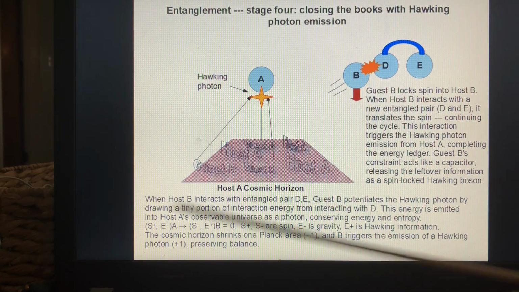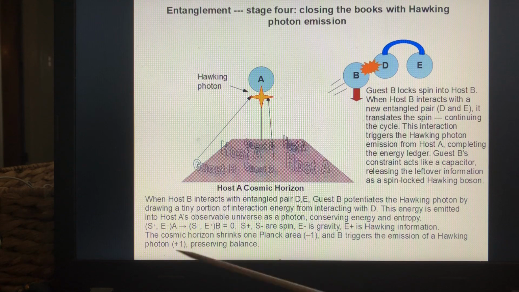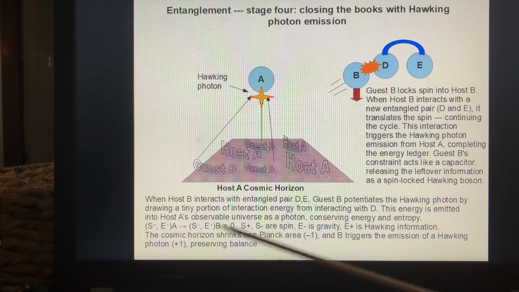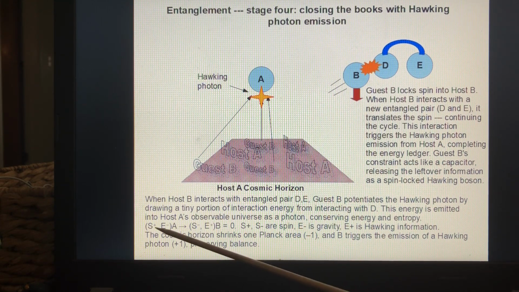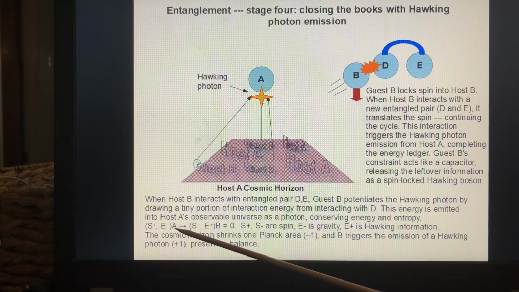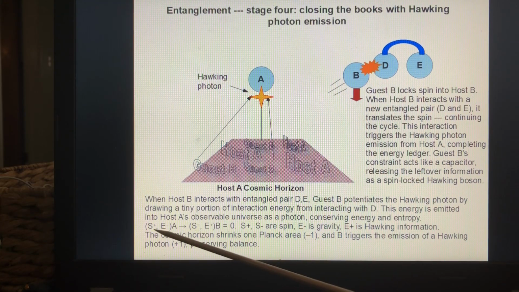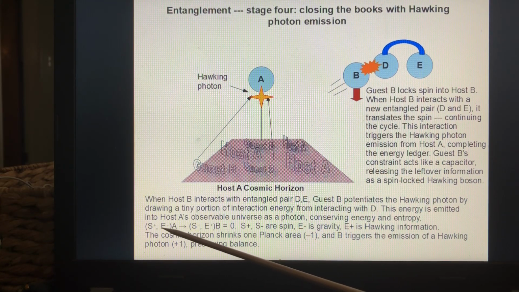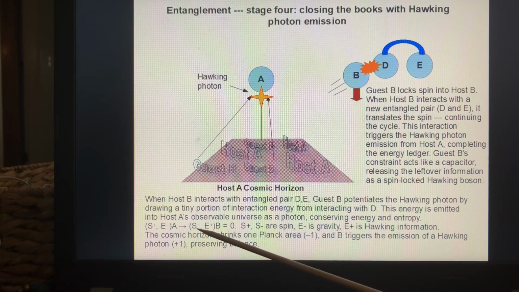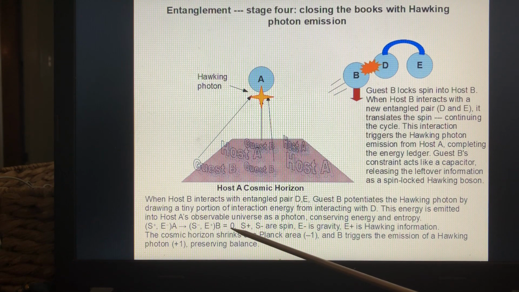Now here we have a spin equation, and what this is, S plus and S minus are spin. S plus is the determinate spin, so A is the first particle to be measured, is labeled A. So this is the determinate spin. This is the negative energy, gravity, that translates the spin from host A to guest B. And then for B, you get the subordinate spin. It's going to be opposite of this. And then you get the Hawking photon emission, and everything conserves.